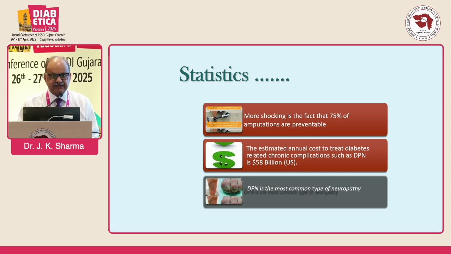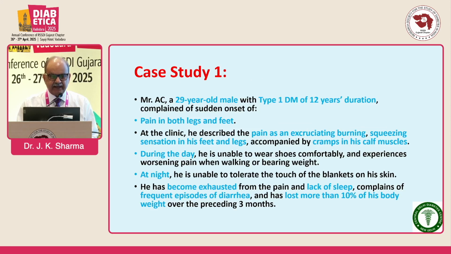And the estimated annual cost to treat diabetes related chronic complications like DPN is 58 billion US dollars. It is in the US, because here we are poor in doing these calculations. And diabetic peripheral neuropathy is the most common type of the neuropathy. I'll take you through 2 cases, where you will understand how the patient presents, what are the problems.